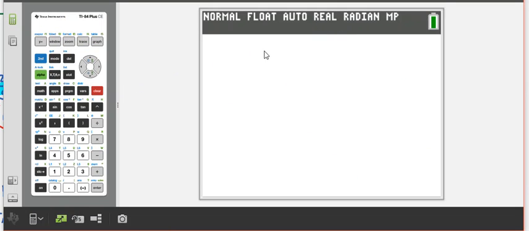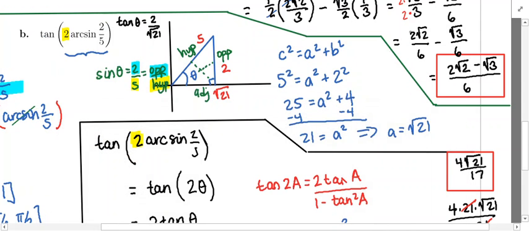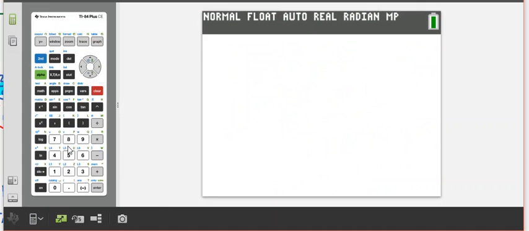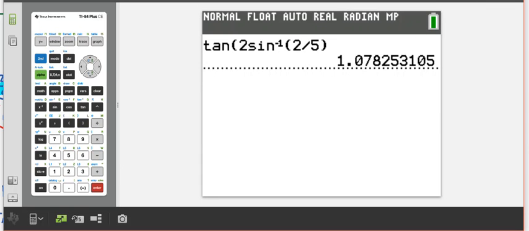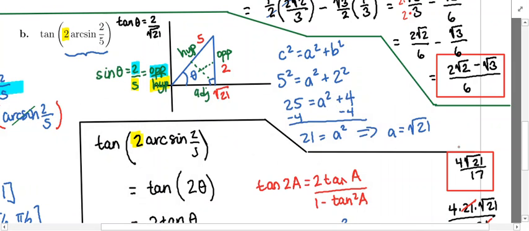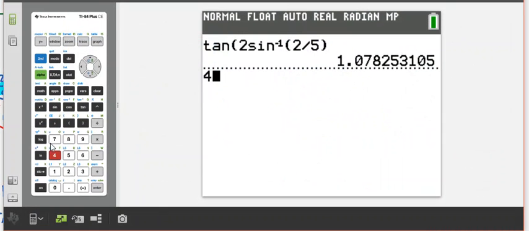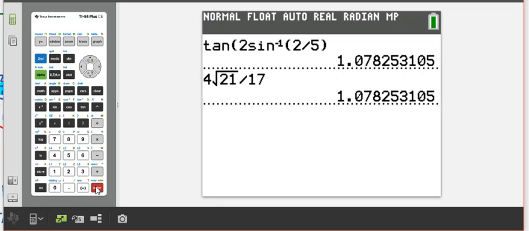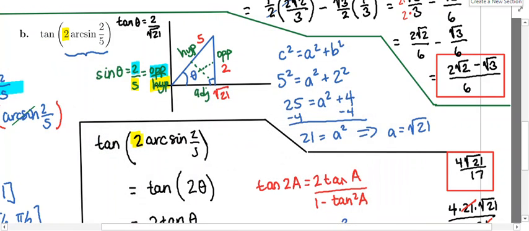So I am going to do the tangent of 2 times the arcsine of 2/5. Make sure you're in radians, like I said. Here's the decimal expansion. Now we need to check our answer. We got 4 square root of 21 over 17, and we hopefully have a match. Whoops, so divide this by 17. And we do. So we know that we are correct for having found the exact value of tangent of 2 times the arcsine of 2/5.